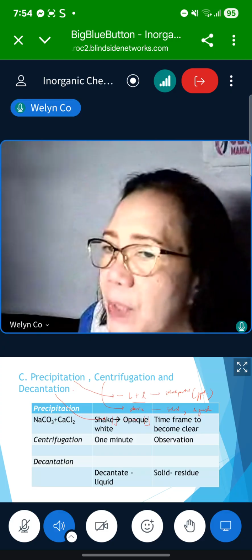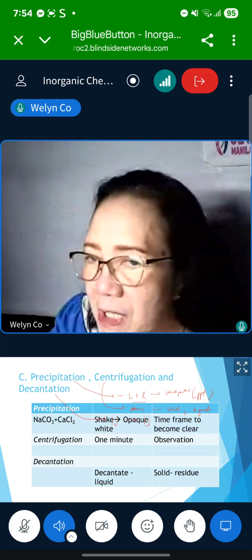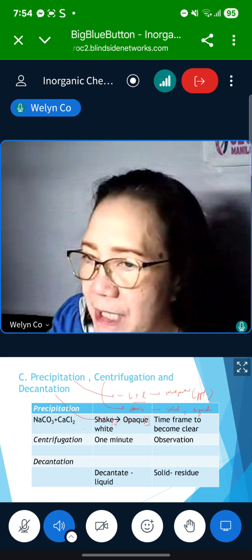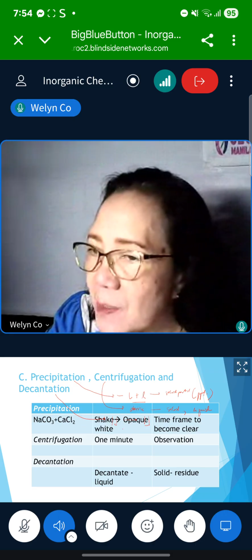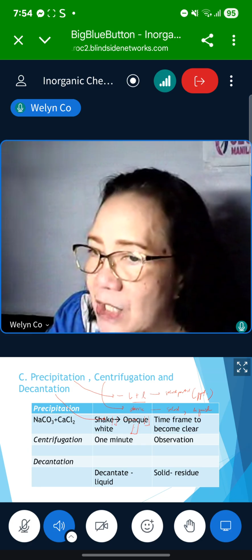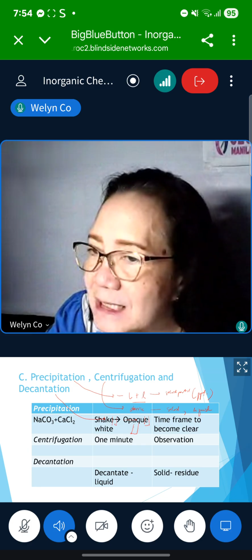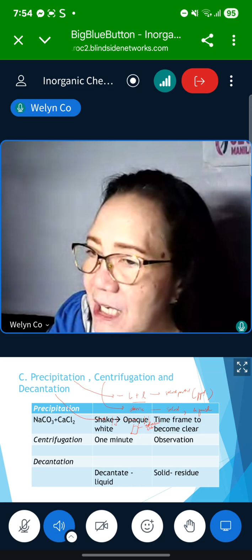Okay, so we have here the precipitation process. You have your sodium carbonate and your calcium carbonate. Shake until a white opaque substance is formed in your test tube, right? You set this aside until the liquid becomes colorless. Mayroon pang ang tawag ditong clear kayo eh.